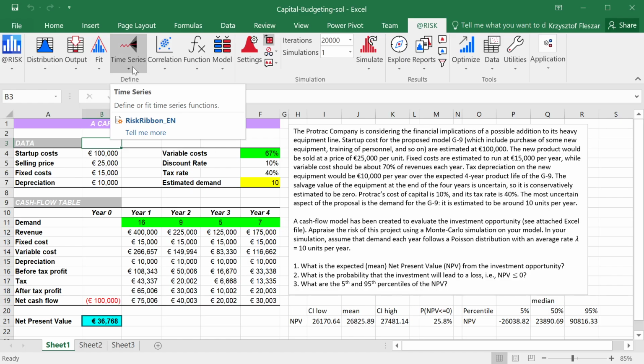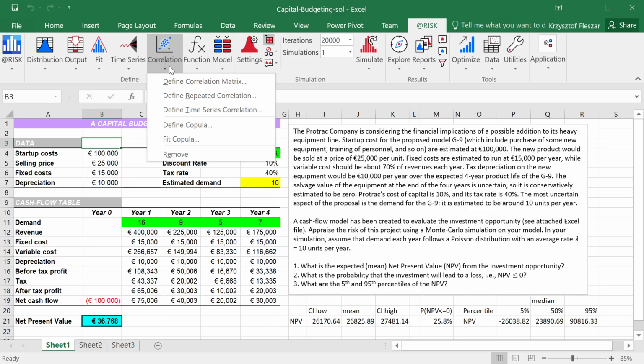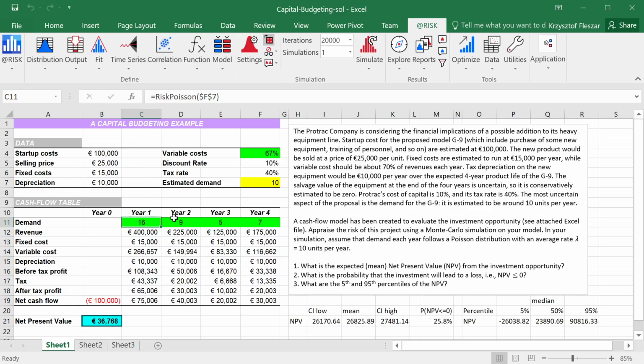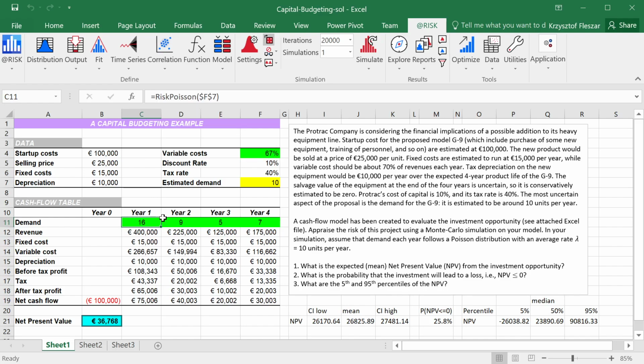Another thing is if you simulate time series, there are special facilities. You can simulate random values that are correlated. For example, if the demands in year 1, year 2, year 3, and year 4 have a Poisson distribution, but they are somewhat correlated, not perfectly, but somewhat correlated, you can create a correlation matrix and make them behave in a correlated fashion.